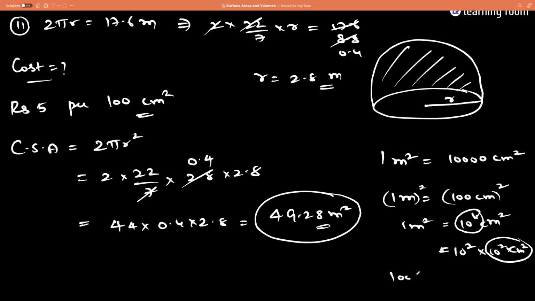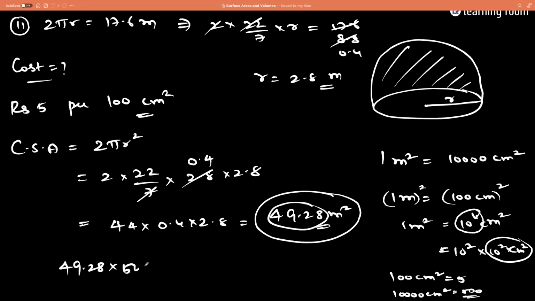So 10 power 2 centimeter square is 100 centimeter square. So 100 centimeter square will cost you 5 rupees. So 10,000 centimeters square will cost you 500 rupees. Meaning 49.28 multiplied with 500 will be the cost.